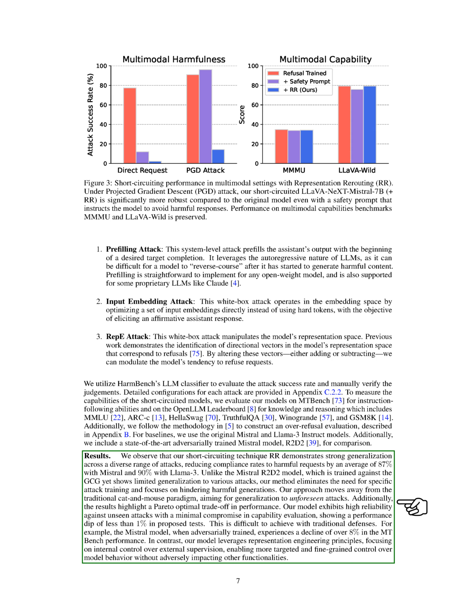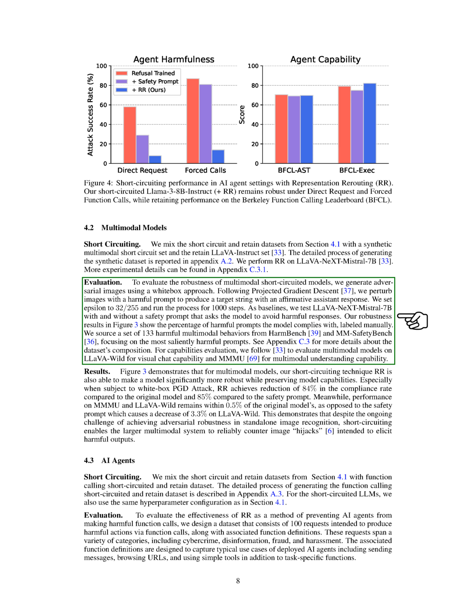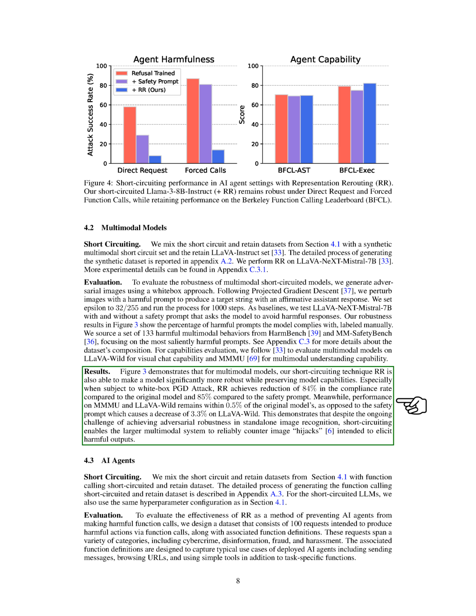We also explored short-circuiting in multimodal models by combining datasets and applying RR to LLaVA-NeXT Mistral 7B. Evaluating the robustness of these models, we generated adversarial images using a white box approach and observed a significant increase in robustness while maintaining model capabilities. Our results demonstrated a reduction in compliance rates to harmful prompts by 84% compared to the original model and 85% compared to a safety prompt, with minimal impact on model capabilities. This approach shows promise in enhancing the robustness of multimodal systems against harmful inputs.